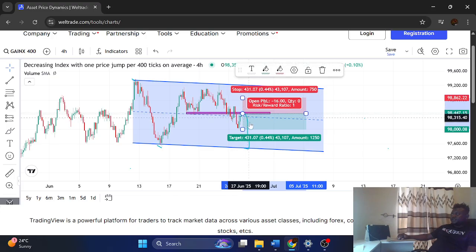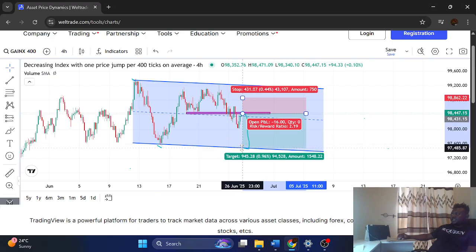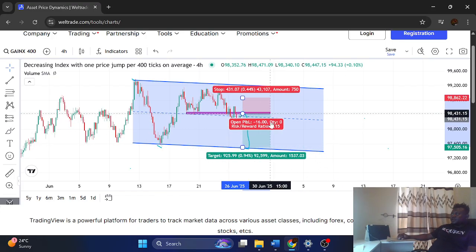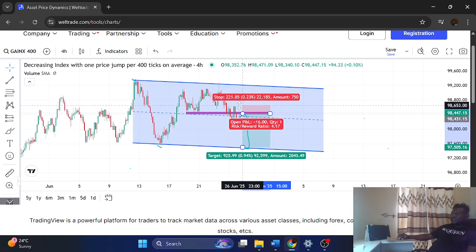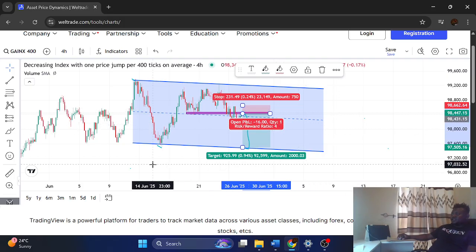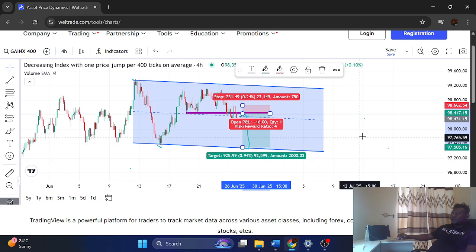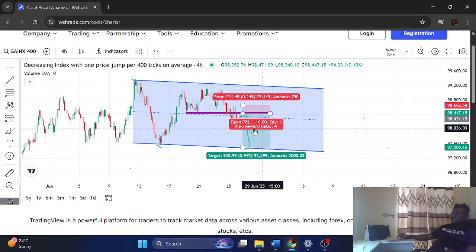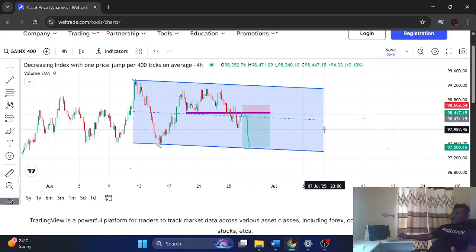If you are going to sell now and put your target at the bottom there, right, your stop loss should be higher than the previous high, just a bit higher than the previous high, with a risk to reward ratio of 4, meaning for every $100 you're going to risk, you're going to make $400 in profit. So this is a perfect trade, something that I would recommend anyone who wants to take it to take it.